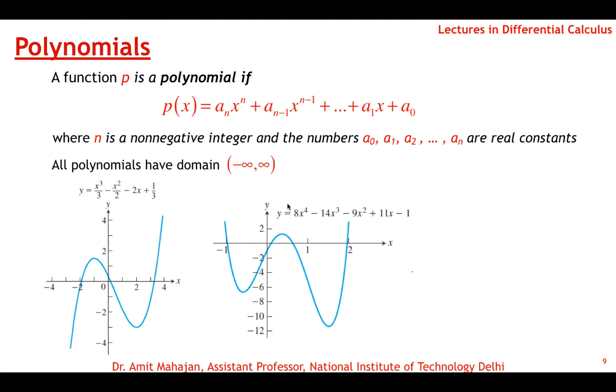Second, say this is a polynomial of degree 4, so again its graph is drawn here, and there is a polynomial again here, and its graph is again drawn here.